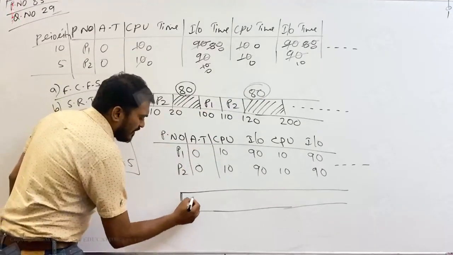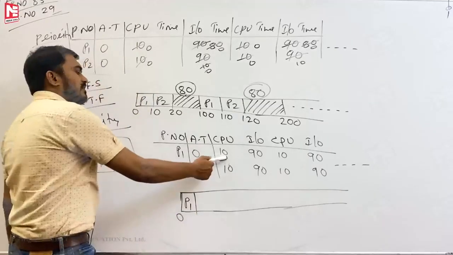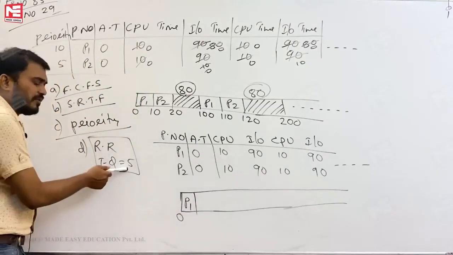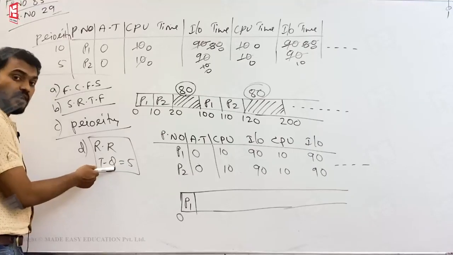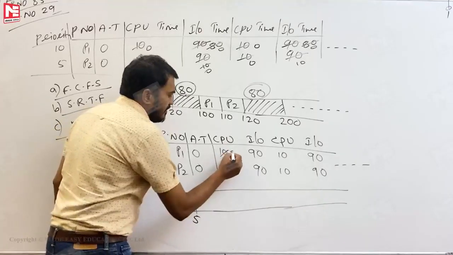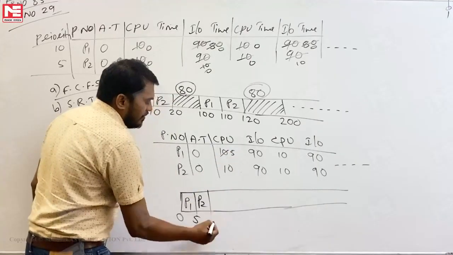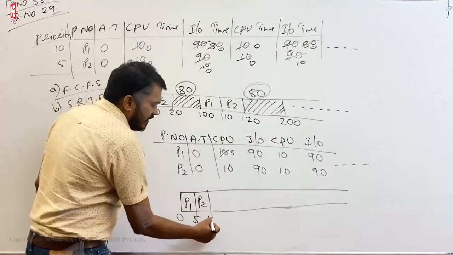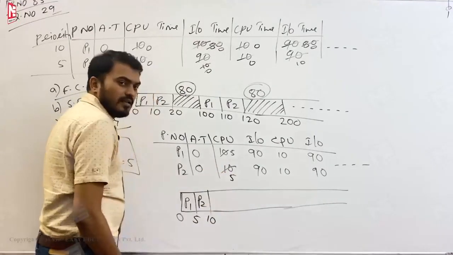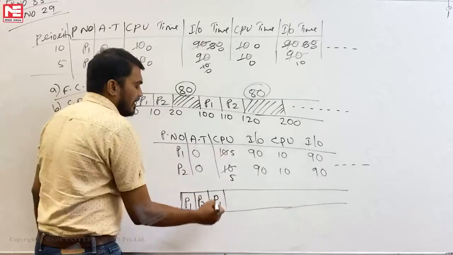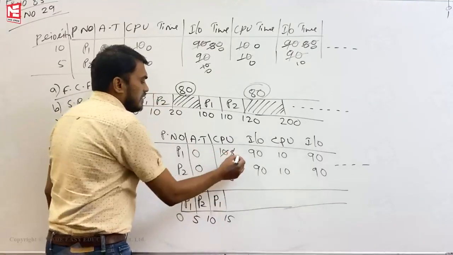So take P1. P1 requires 10 units of time, but how much will you execute here? 5, because the time quantum is 5. So execute only 5, and the remaining time will be 5. Next you take P2. P2 also requires 10, but you will execute only 5, so that is 10 and it becomes 5. Next you take P1 again. That is 5 more, so that is 15, and now it becomes 0.